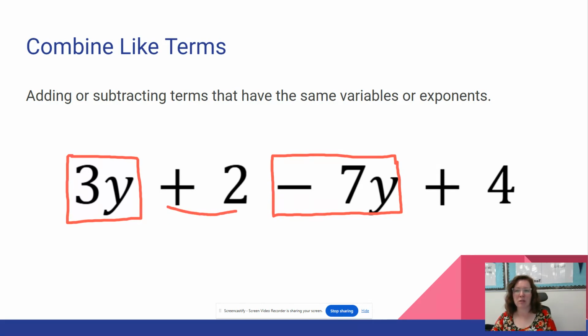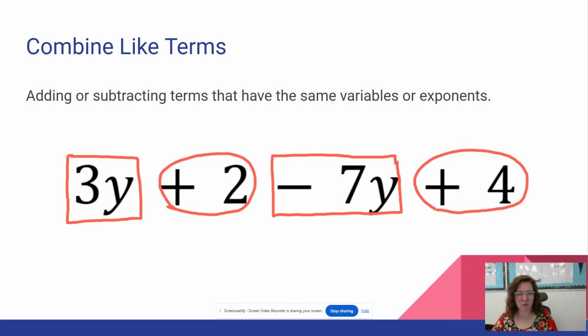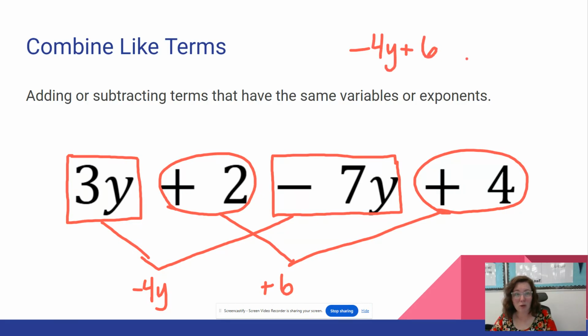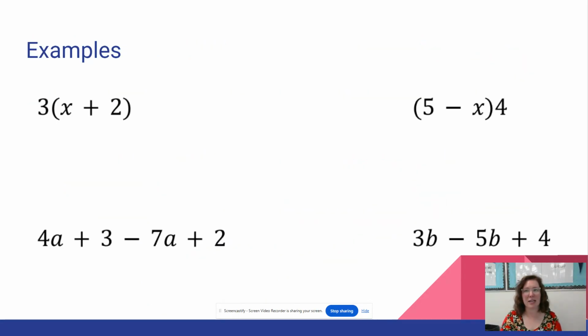Now I'm going to use a different shape. I'll use like an oval. I include the sign in front of it. Now I can combine my like terms. 3y, now I know to do minus 7y, 3 minus 7 is negative 4y. A positive 2 plus a 4 is a positive 6. So my final answer would be negative 4y plus 6. Or it would be just fine to do 6 minus 4y because the 6 is still positive and the 4 is still negative. That's combining like terms.